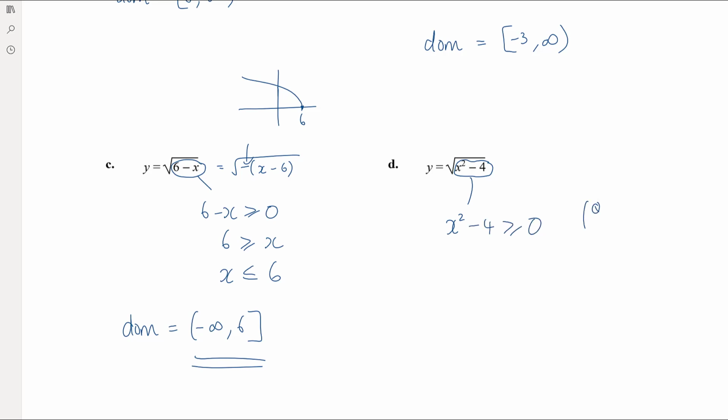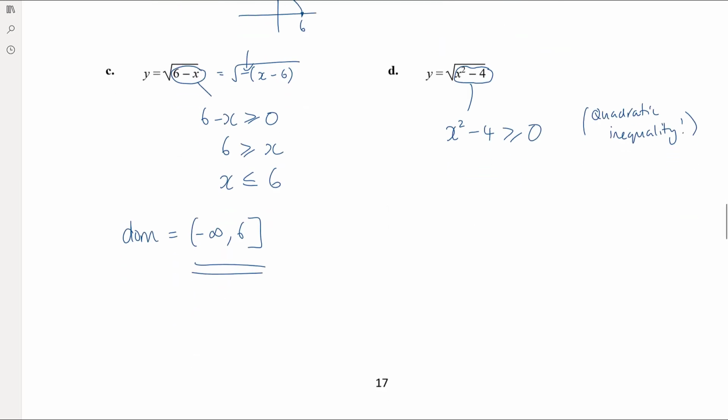Now here we have a quadratic inequality, a non-linear inequality, and the easiest way to solve those is by thinking about a graph. So this is asking me, when is the graph of y equals x squared minus 4 bigger than or equal to the graph of y equals 0, i.e. on or above the x-axis? So x squared minus 4 is a parabola translated down by 4. The x-intercepts are positive 2 and negative 2. So this is the graph of x squared minus 4. This is y equals 0. When is that bigger than or equal to that? At those 2 points and here.